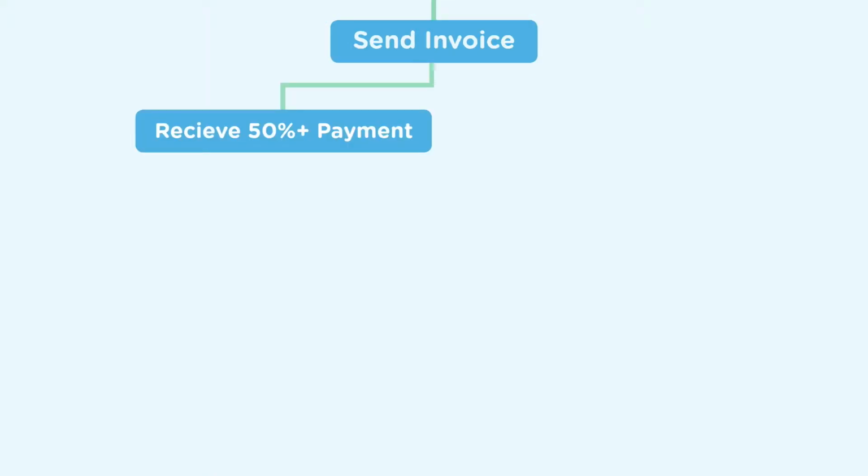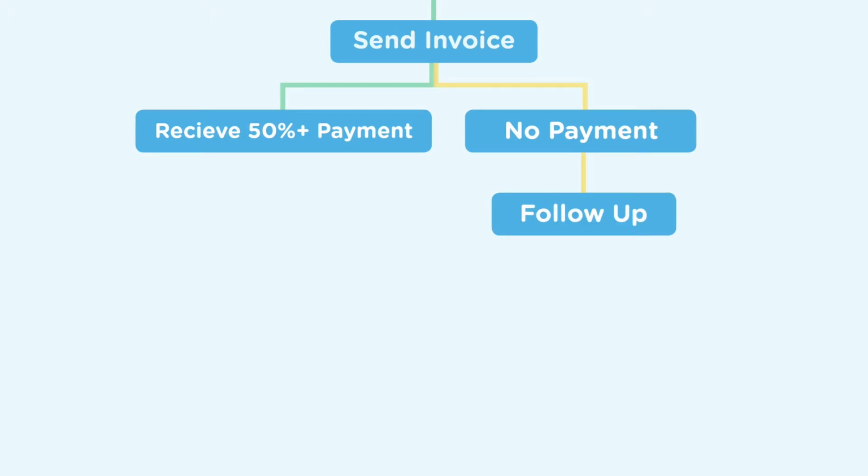And with the invoice you send, you want to collect at least 50% or more of the payment. I usually require 100% of the payment up front to get things going. Now, if they don't happen to pay, you can go ahead and follow up with them to see whether they saw the invoice or if there's anything that you can help them with. If they do end up following up and paying the invoice, then that's great. You can move on to the project.